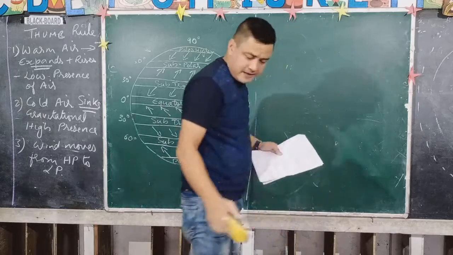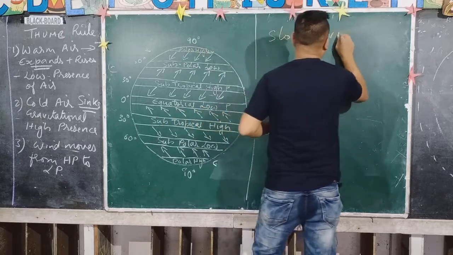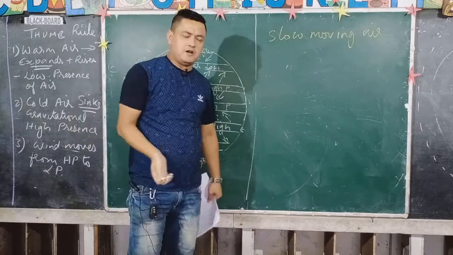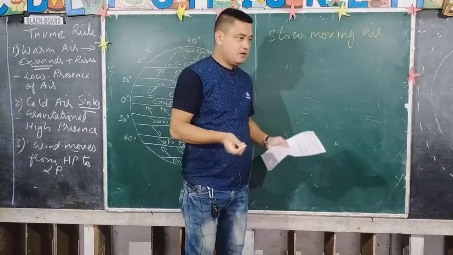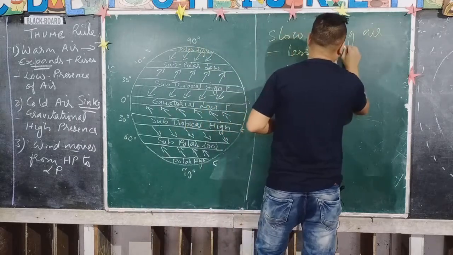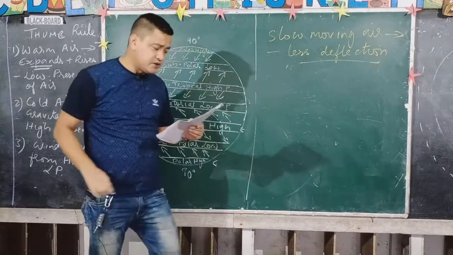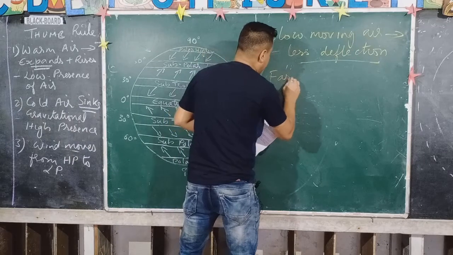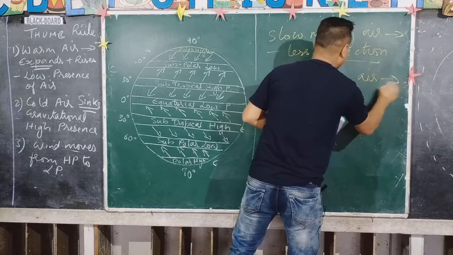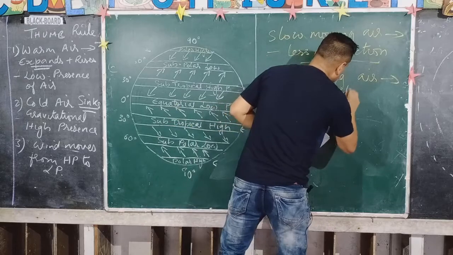I am rubbing the blackboard and I am writing another thing. Slow moving air means less wind speed, which means less disturbance. So there is less deflection. You can see here, slow moving air has less deflection, whereas fast moving air has higher deflection.